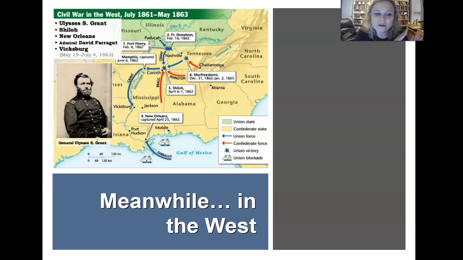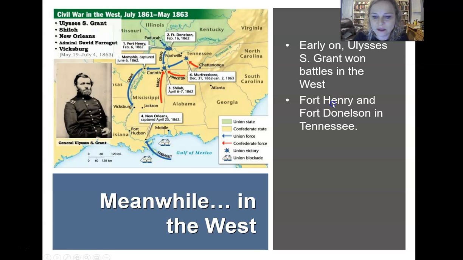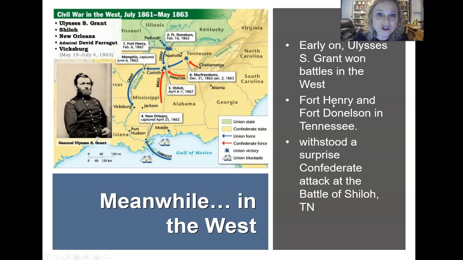But Ulysses S. Grant was not the commander of the Army at the beginning. Lincoln goes through quite a few commanders. But Grant eventually gains quite a bit of attention, and a lot of it is because of what he does here, okay? He wins a lot in the West, Fort Donelson and Fort Henry in particular. And Shiloh, also a very bloody battle. He withstood a Confederate attack there, and we'll talk a little more a little later about General Grant.